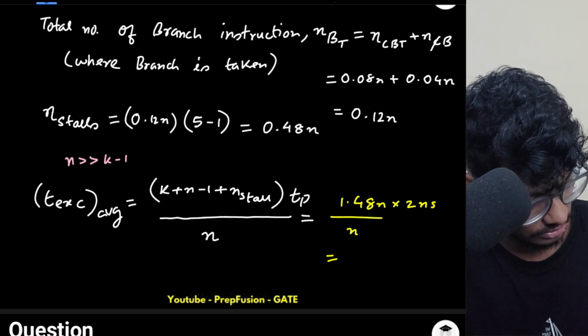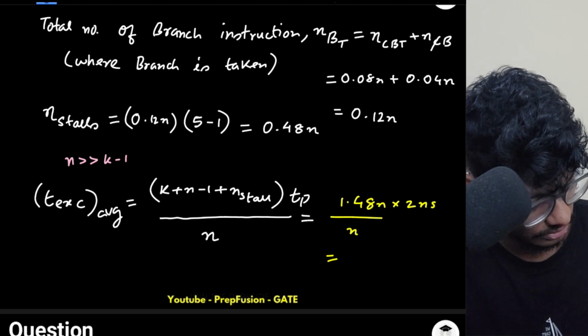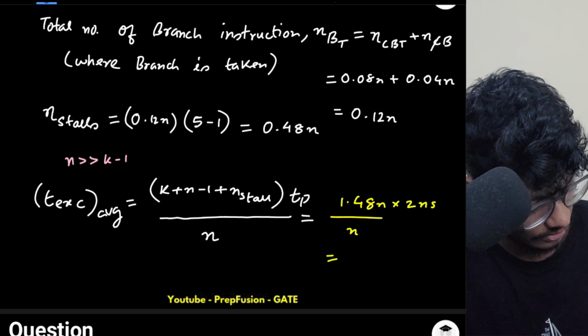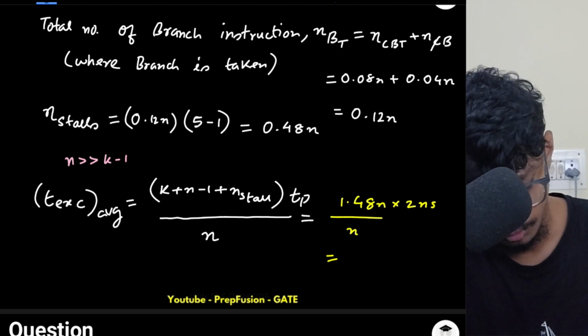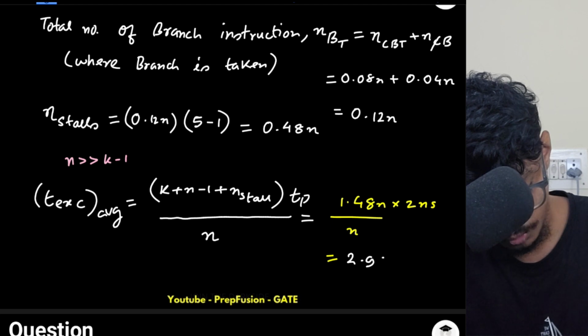Just hold on, 1.4... It is 2.96, I know that. I just want to calculate. 1.48 into 2, yeah, 2.96. So the average execution time is 2.96.